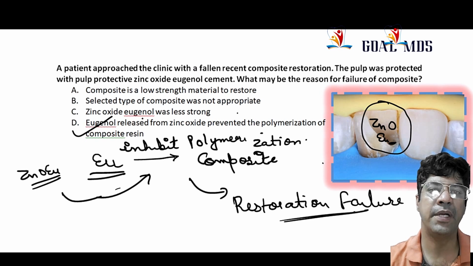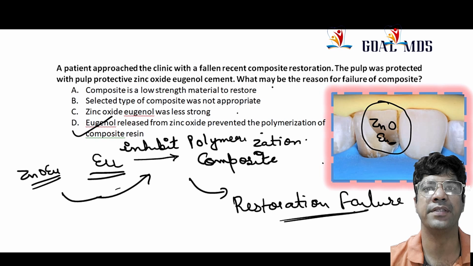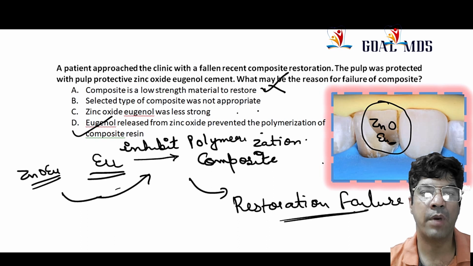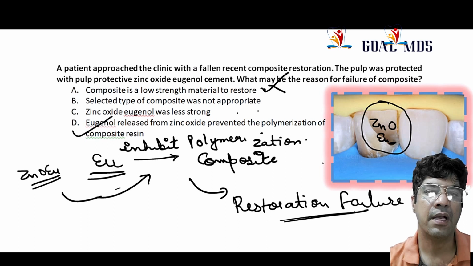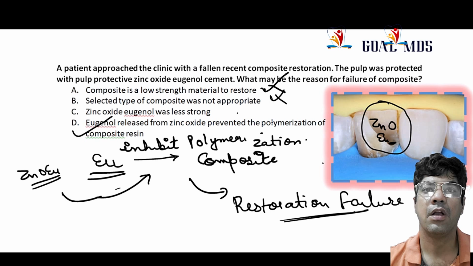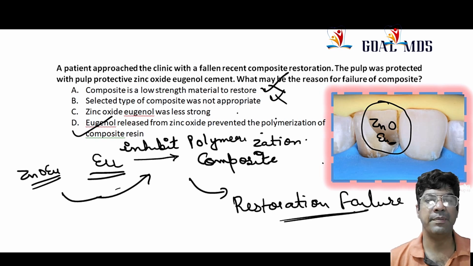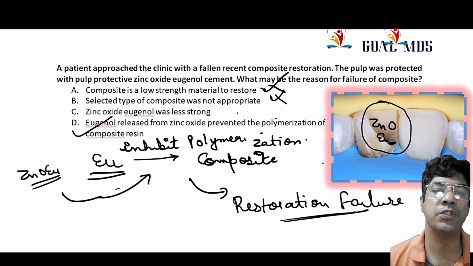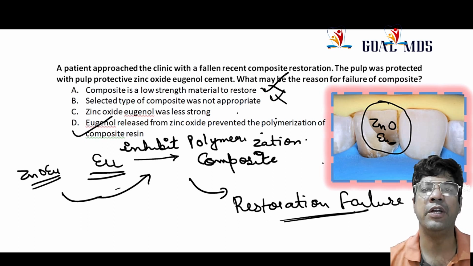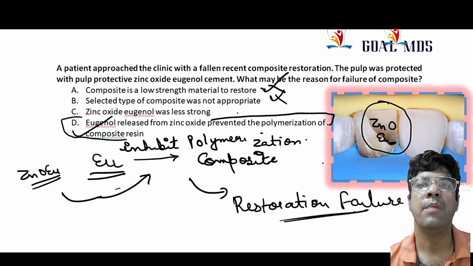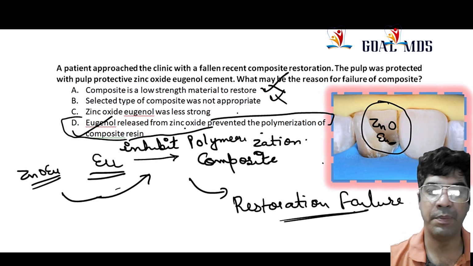Option A, the composite materials are generally designed to have good strength for restorative purposes. So option A is incorrect. Composite selection can play a role, but it is more about the compatibility of the composite with the specific clinical situation rather than a general issue with the composite material. The strength of the zinc oxide eugenol cement is not a major factor in the failure of composite restoration. It is the interaction between the eugenol and composite polymerization that is more likely to be the issue. So the eugenol released from the zinc oxide eugenol prevented the polymerization of composite resin. That would be your answer of choice.